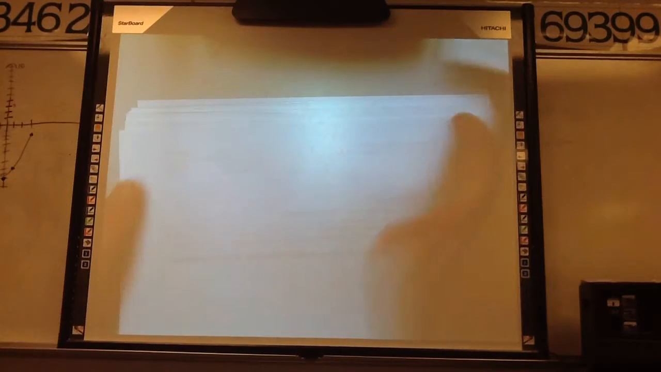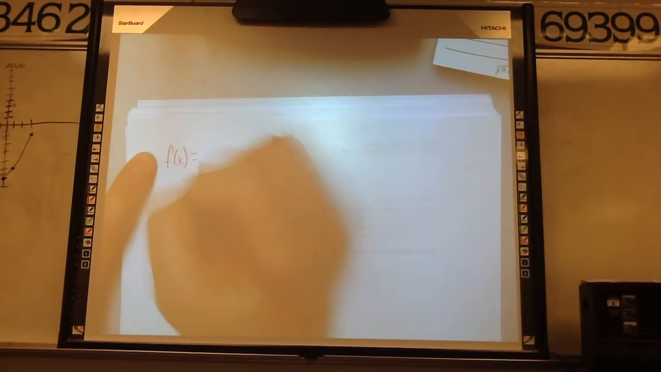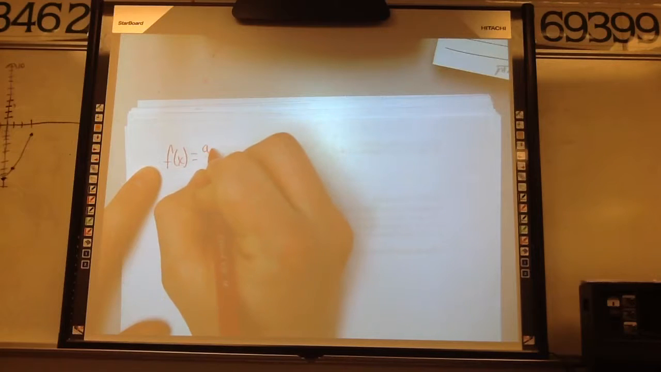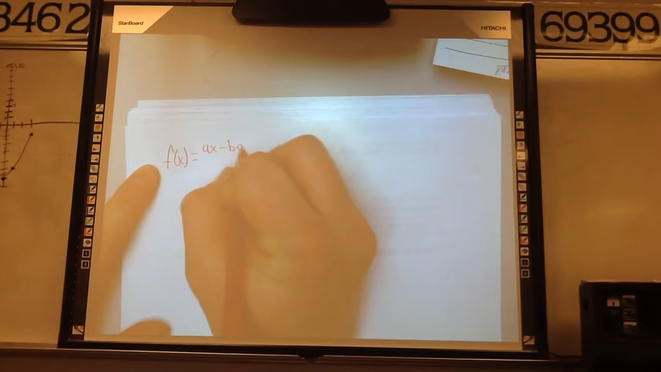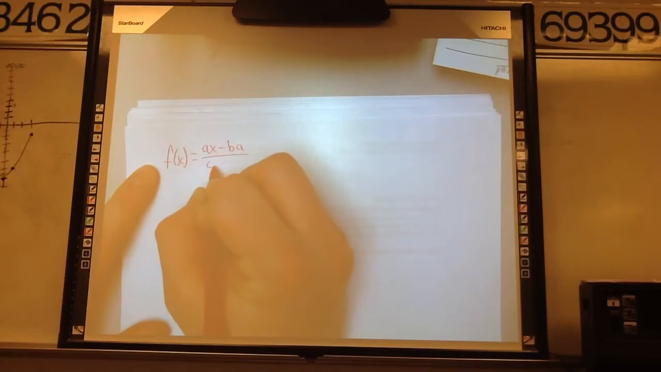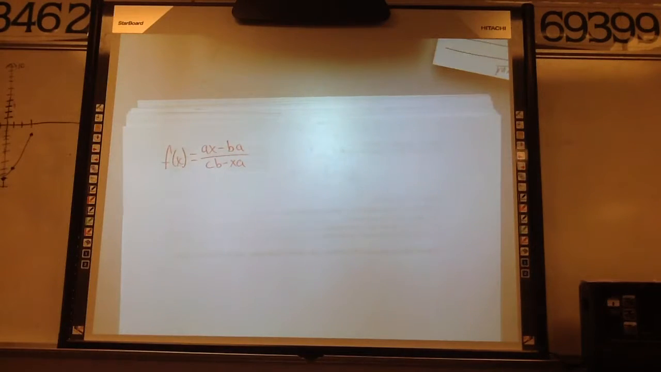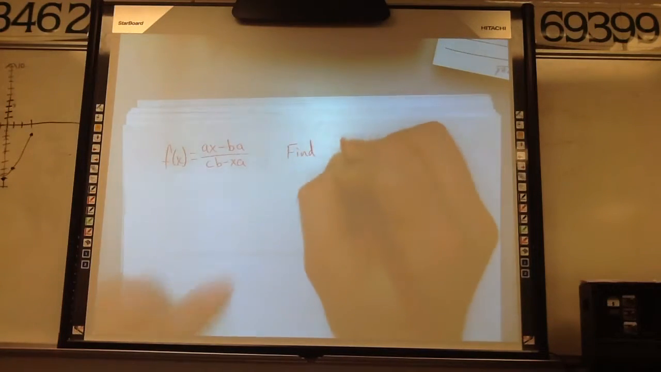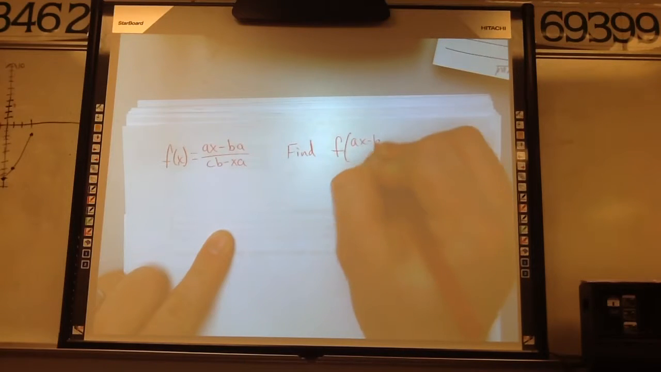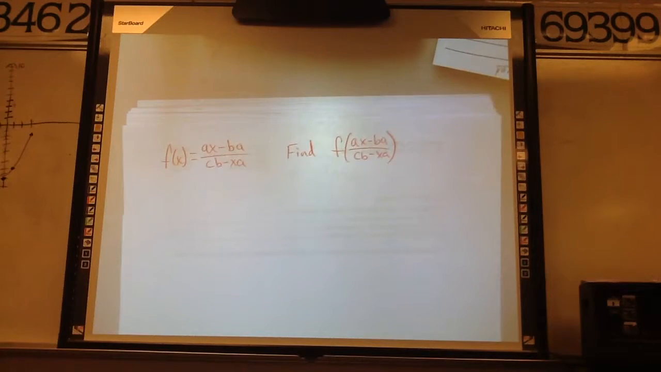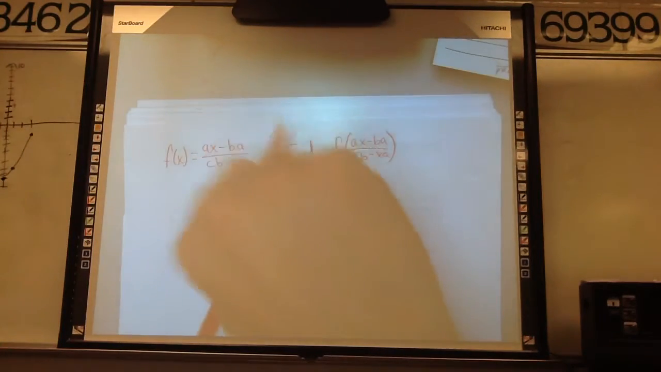More function stuff though. So if we have f of x equals ax minus ba over cb minus xa, we need some x's in here. And then we're going to find f of f of x, so we're going to do f of ax minus ba over cb minus xa. So what does that mean? You plug that whole thing in for each x.